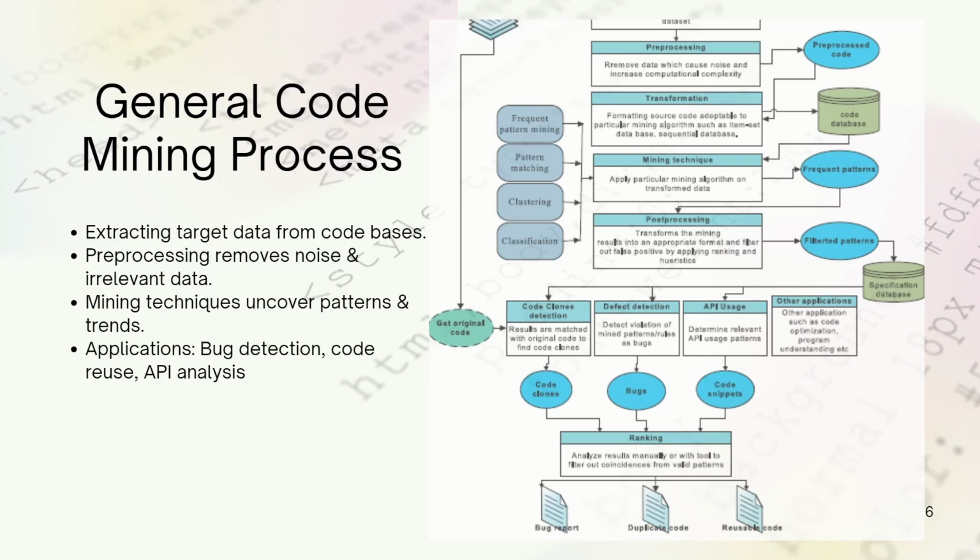Following pre-processing, data mining techniques such as pattern recognition, clustering, and classification are applied to the clean dataset. Pattern recognition detects recurring code structures, which helps in bug detection, security analysis, and software optimization. Clustering groups similar code segments together, aiding in clone detection and refactoring recommendations. Classification techniques commonly used in defect prediction categorize code snippets into different risk levels based on previously mined data.